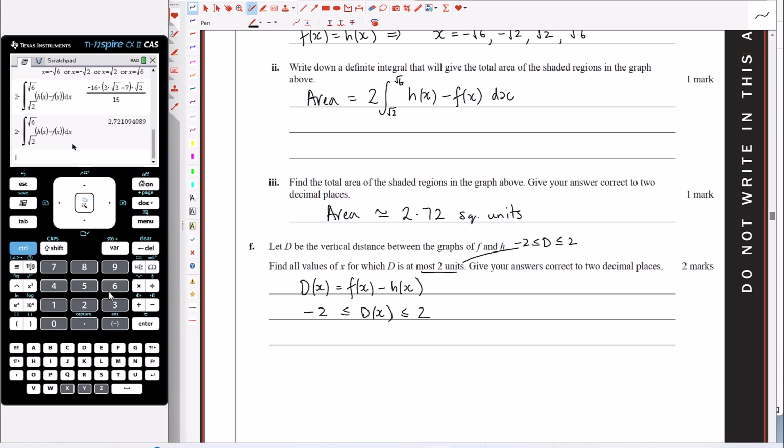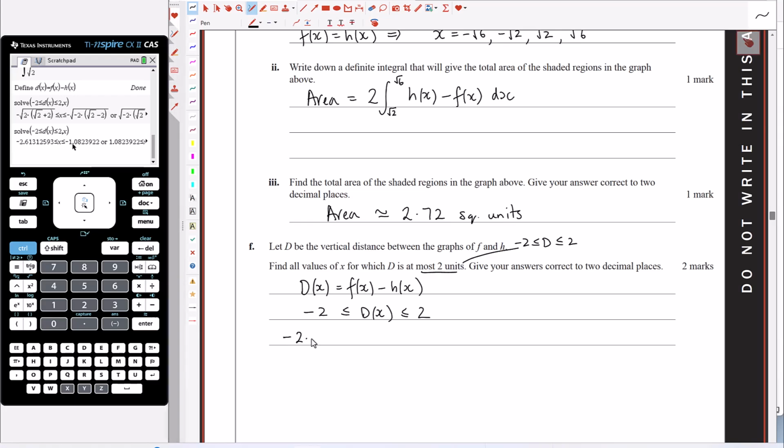Alright, so let me first of all, over here in my CAS, define my D of x function. And it is going to be f of x minus h of x. And then I'm going to solve negative 2 is less than or equal to d of x, which is less than or equal to 2, and solve that for x. Good, and I want 2 decimal places, so let's hit Control Enter on that. Okay, so that is going to happen.